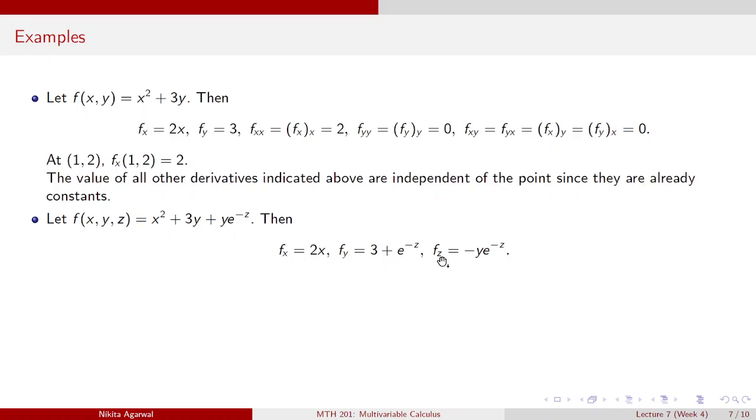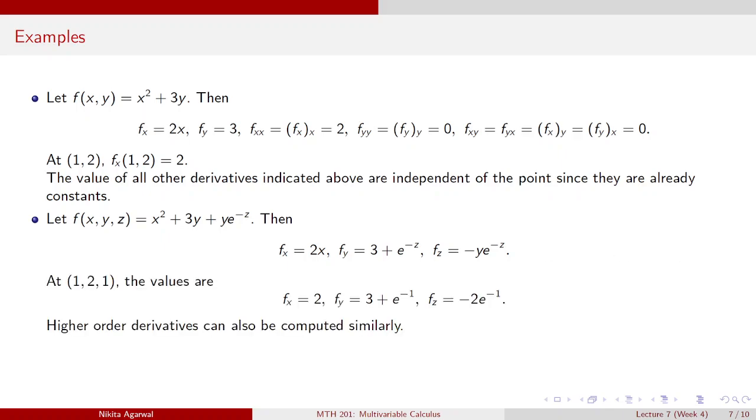Now with respect to z, the first and second terms are constants, and the third term will give you negative y e to the minus z, because the derivative of e to the minus z with respect to z is minus e to the minus z. Now if you put 1 comma 2 comma 1, then the values come out as follows: x equal to 1 gives you 2, z equal to 1 gives you this, and y equal to 2, z equal to 1 gives you this. Higher order derivatives can also be computed similarly.